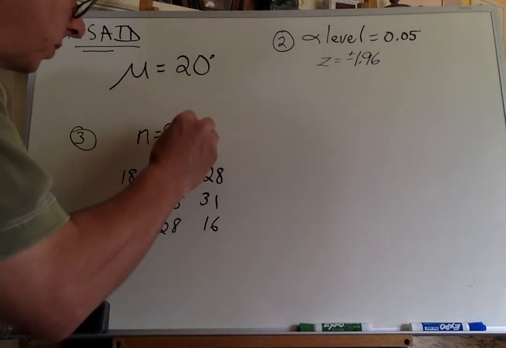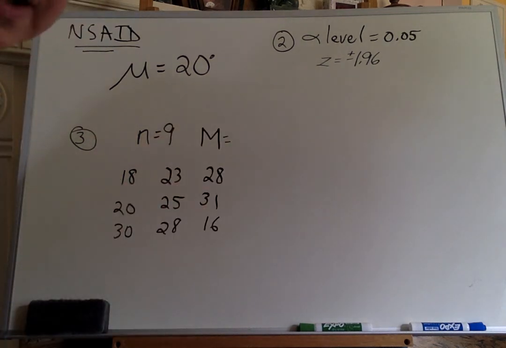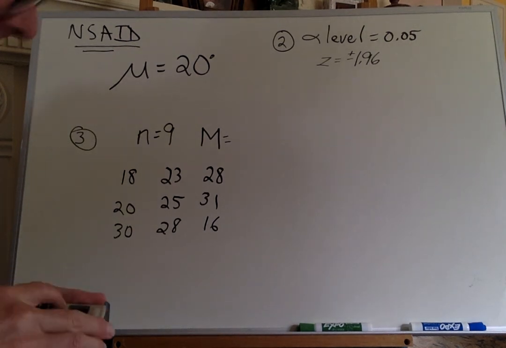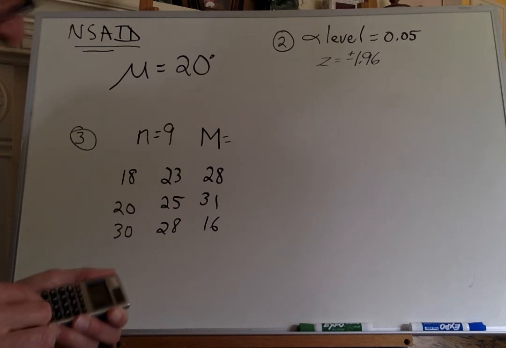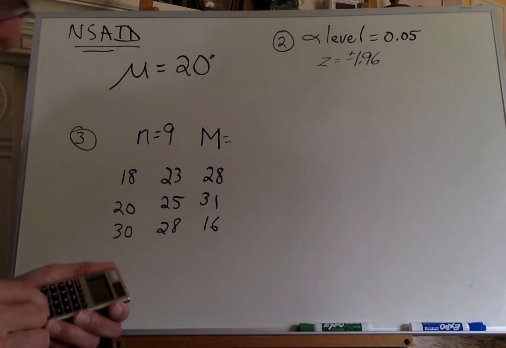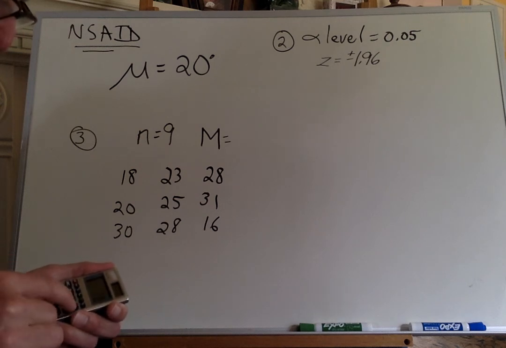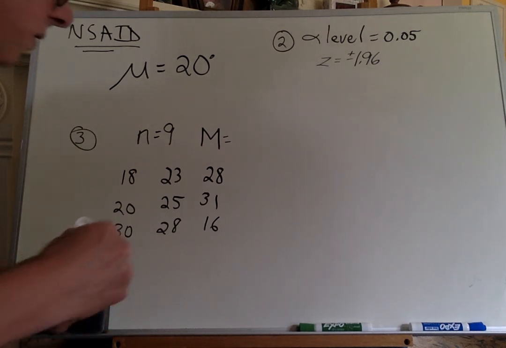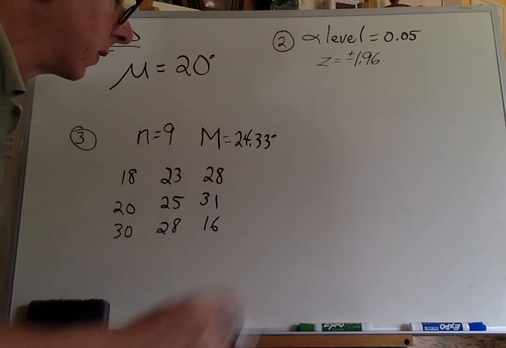So first we should get the mean for this group. And so if we add all these together, let's do this, okay? 18 plus 23 plus 28 plus 20 plus 25 plus 31 plus 30 plus 28 plus 16 equals 219 divided by 9. Okay, so the average for this group is 24.33 degrees. Okay?